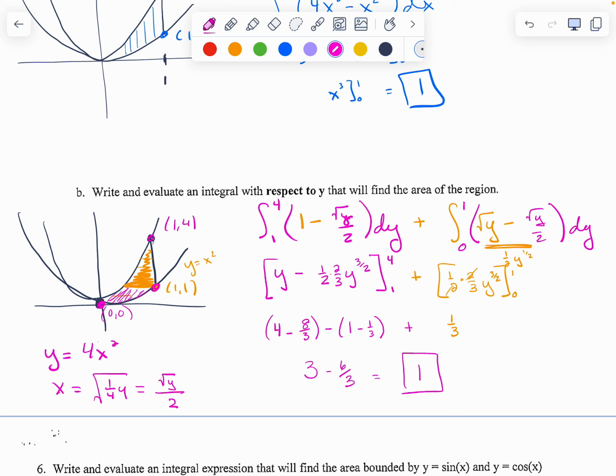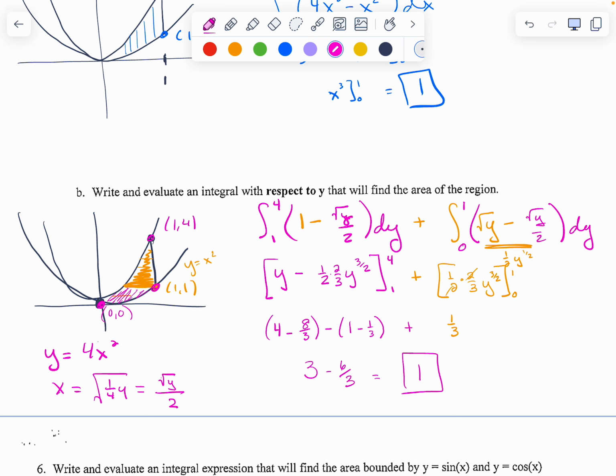Miss O'Connor, are we always multiplying when we're doing horizontal? Or are we adding when we're doing horizontal and subtracting when we're doing vertical? I'm not going to answer your question. I'm going to ask you something different. Why did I add 2 integrals in this problem?